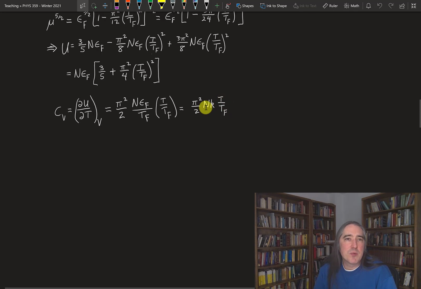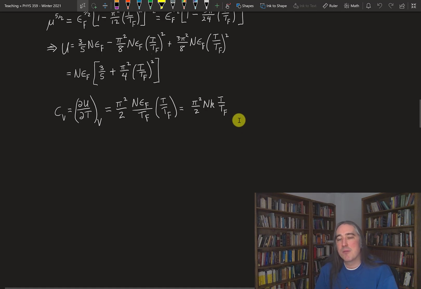And so it should be 3/2 Nk in the high temperature limit. Now you can look at this a bit and say, well, this is certainly bigger than 3/2, so this answer will not be good even up to T equals Tf. That's not surprising because we know that this is an expansion in 1 over beta mu, or nearly equivalently T over Tf. If it's an expansion in T over Tf as a small parameter, well, this won't be good up to T over Tf equals 1.